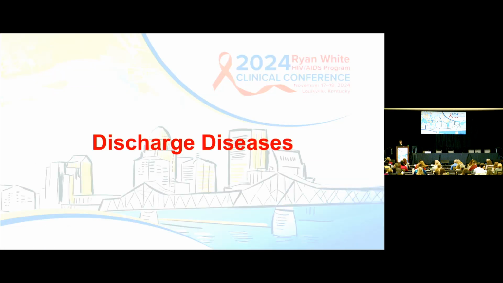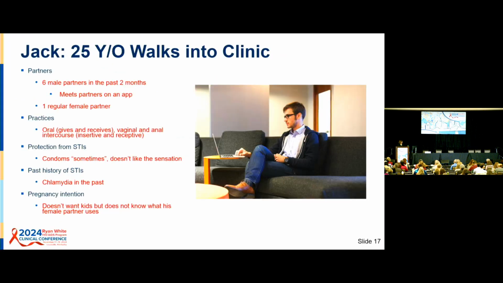So let's talk a little bit about discharge diseases. We're going to look at another case. Jack is a 25-year-old. He walks into clinic. He has 6 male partners in the past 2 months. He meets his partners on apps. He has 1 regular female partner, practices oral, vaginal, and anal intercourse, sometimes uses condoms, has had chlamydia in the past, and doesn't want to have children.